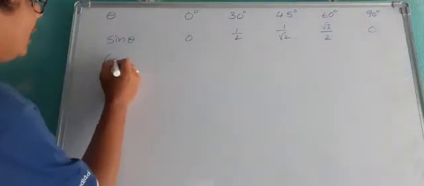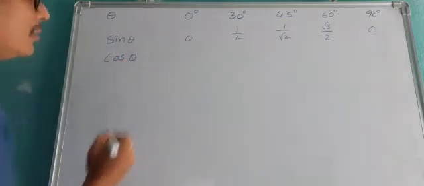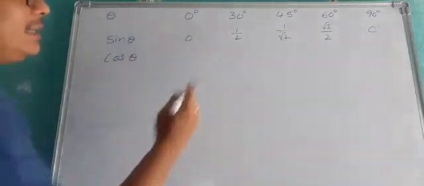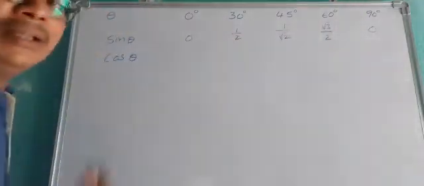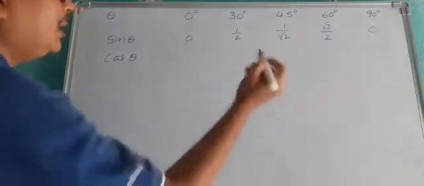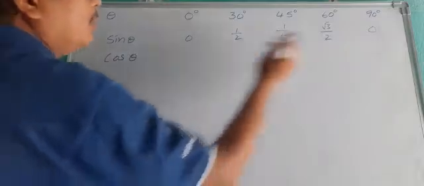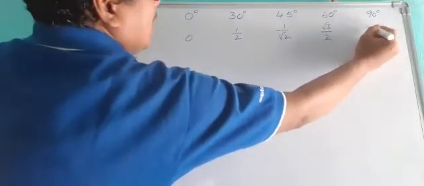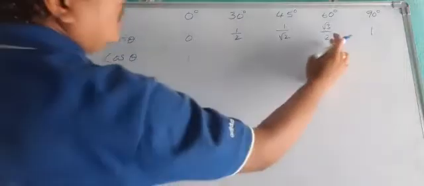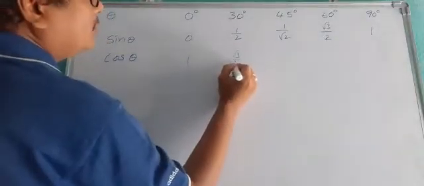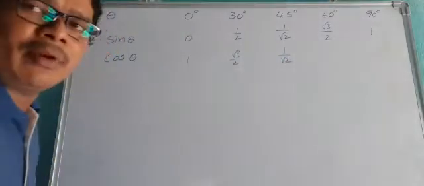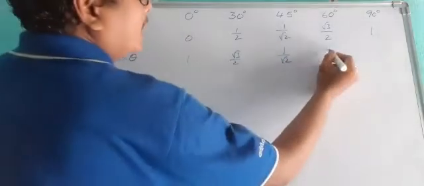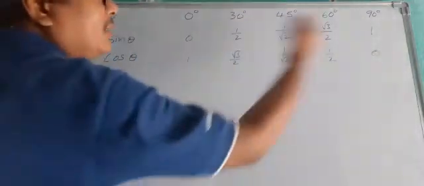Now we have to write the cos values: cos 0, cos 30, cos 45, cos 60 and cos 90 degrees. Simply write them vice versa. That means you write 1, then for 30 root 3 by 2, and sine 45 and cos 45 are both the same, 1 by root 2, then 1 by 2 and 0. That means you write the vice versa of all the sine values.